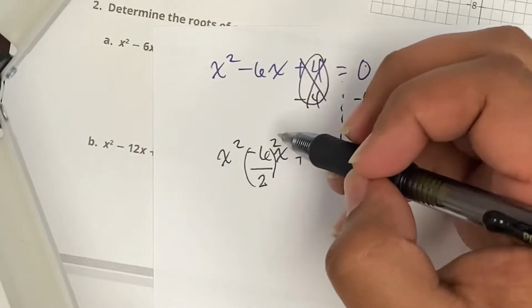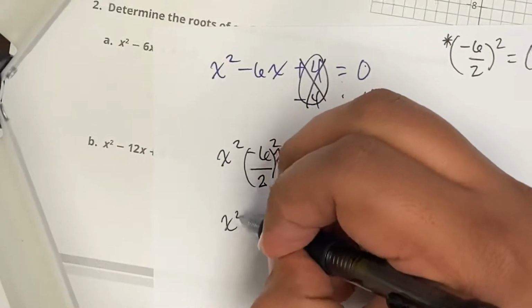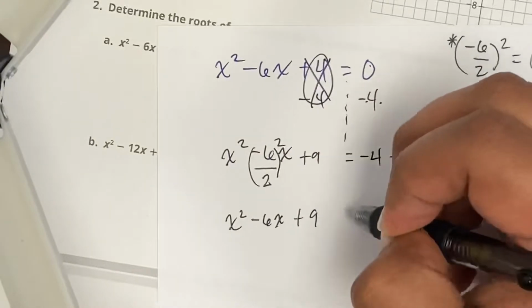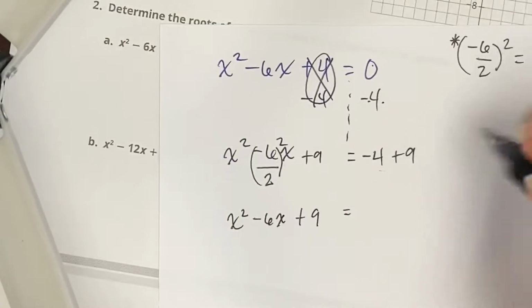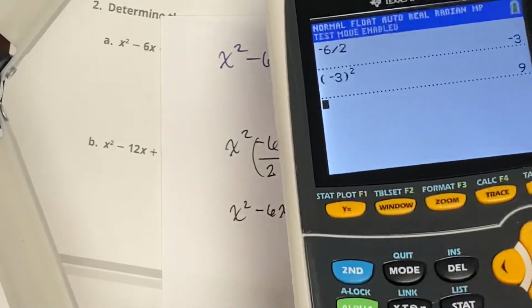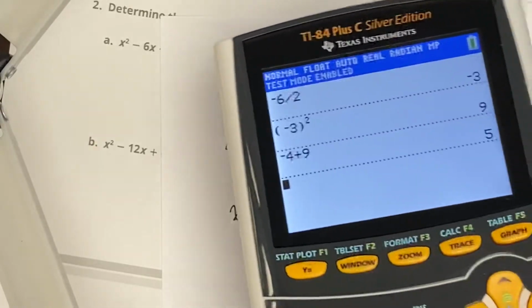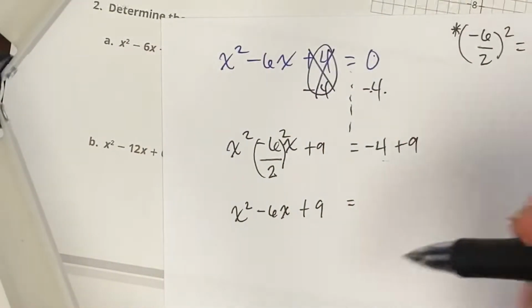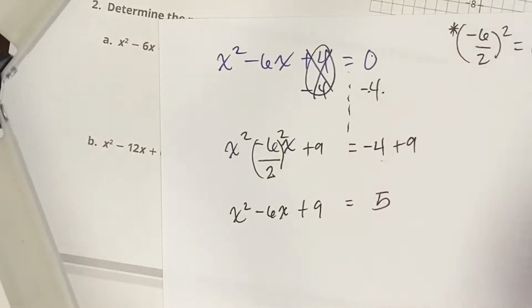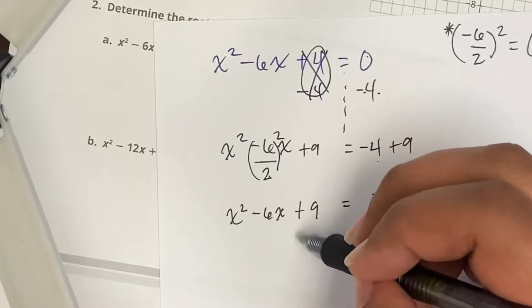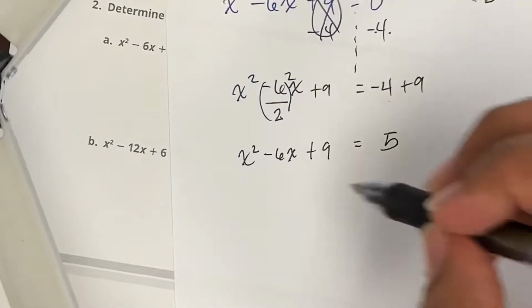Gonna rewrite this ugly stuff. We got x squared minus 6x plus 9 equals, let's reduce this, negative 4 plus 9, 5. Almost there, 1 second. Now I'm gonna graph this part on Desmos so I can find out what the perfect square is.